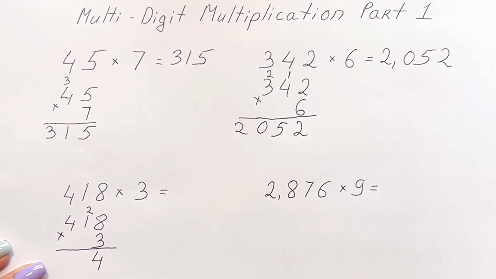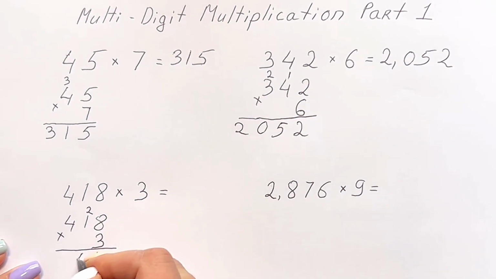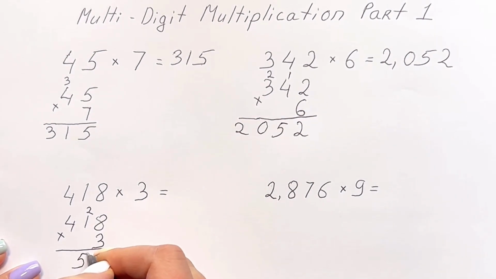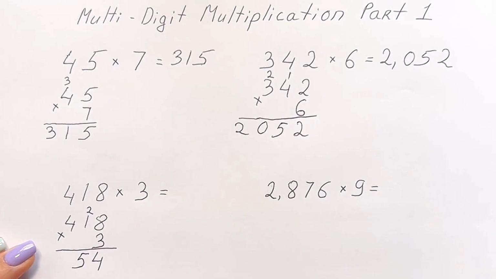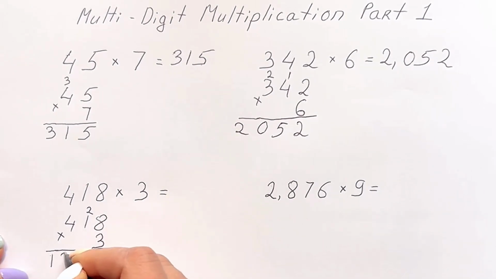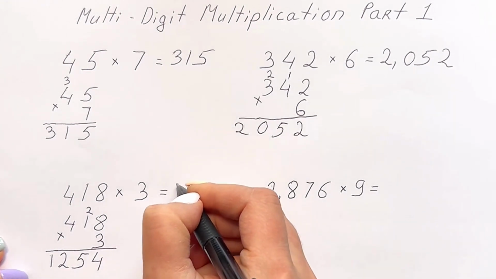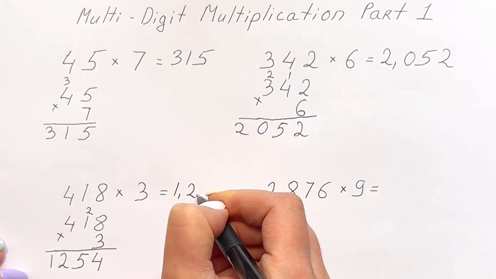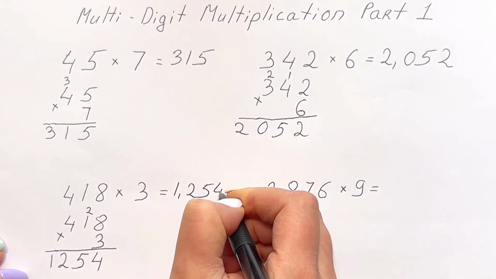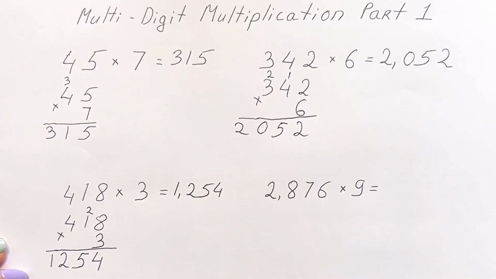3 times 1 is 3. 2 more will be 5. 3 times 4 is 12. So, 418 times 3 is equal to 1,254.